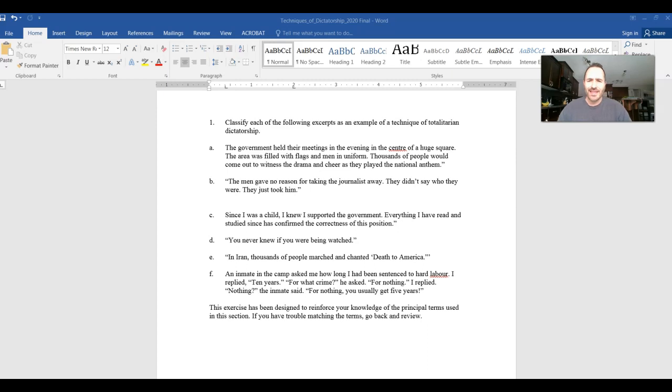And then the last one, letter F, it says an inmate in a camp asked how long I'd been sentenced to hard labor. I replied, 10 years. For what crime? He asked. For nothing, I replied. Nothing, the inmate said. For nothing, you usually get 5 years. And that would, again, guys, be an example of the use of force. Again, violence breeds silence and compliance. That's what I want you guys to remember.